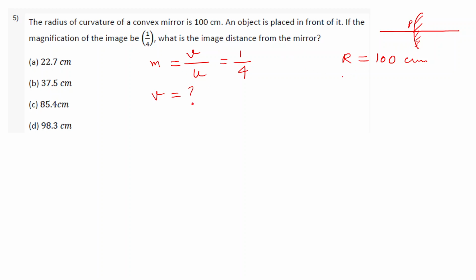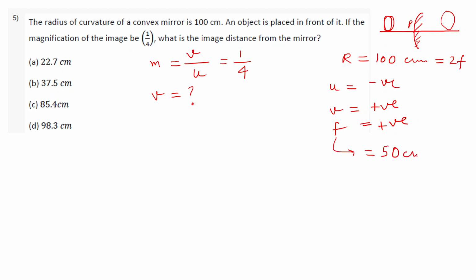Okay, so first again, what will be the sign convention? U will be negative because the object will be kept somewhere here. V will be positive, as it will form a virtual image on this side somewhere, and focal length also is on another side, so focal length is also positive. Now the radius of curvature is given to be 100 centimeters. Radius of curvature is 2 times the focal length. That means f we can find out, which is 50 centimeters.